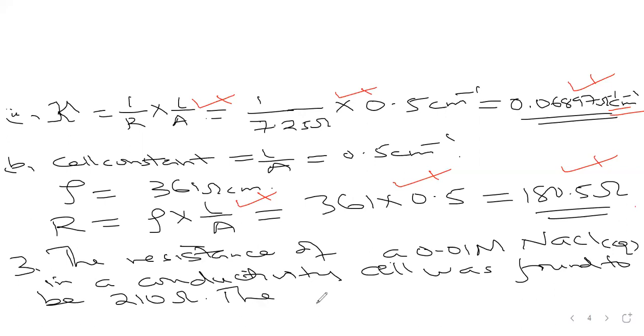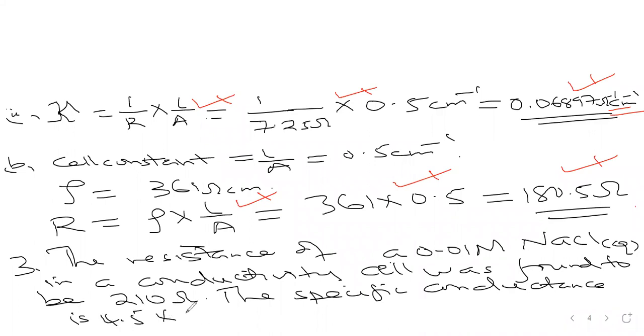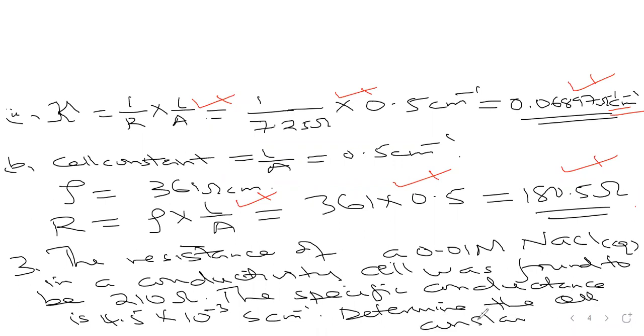The specific conductance, now this term here, we talk of specific conductance, they are meaning electrolytic conductivity, is 4.5 times 10 power negative 3 Siemens per centimeter. Determine the cell constant. That's our question.